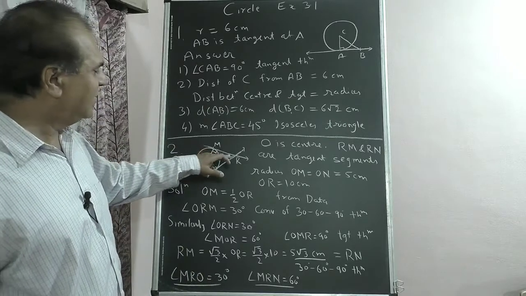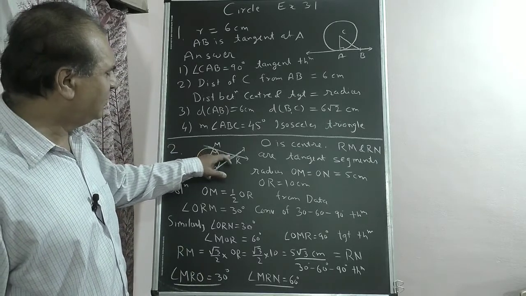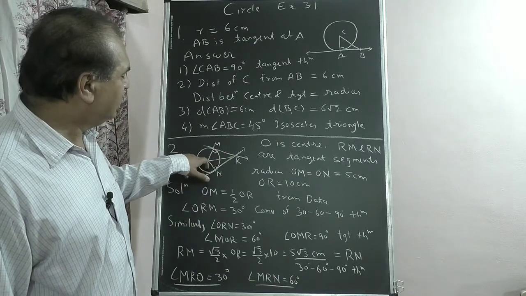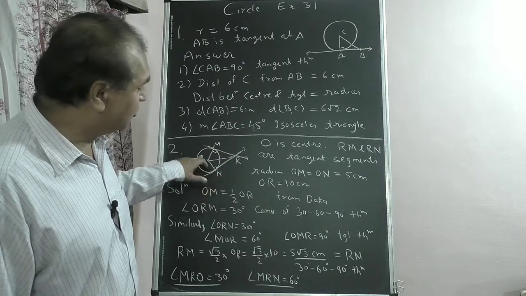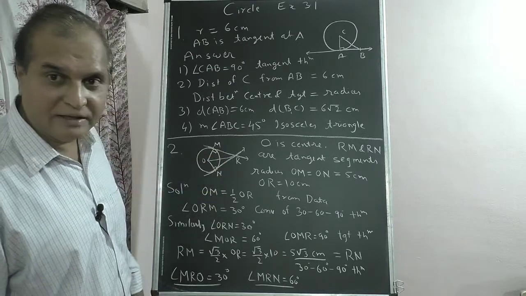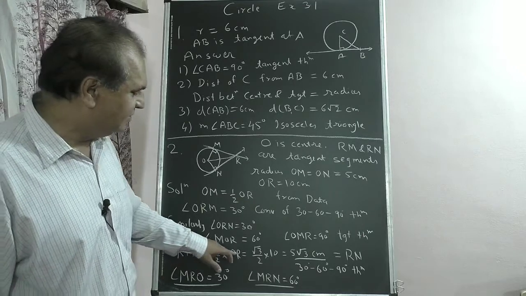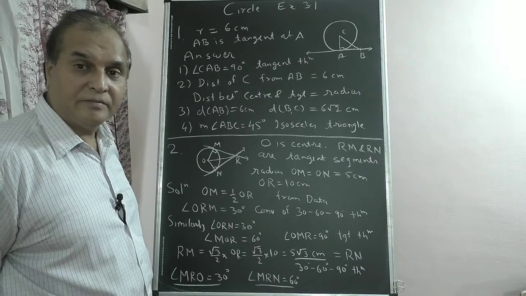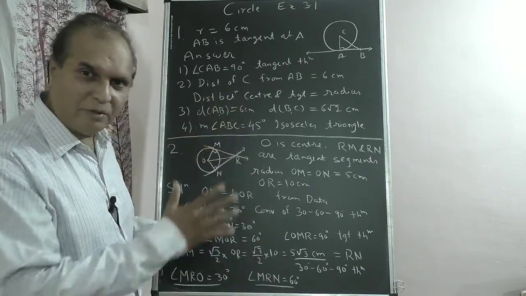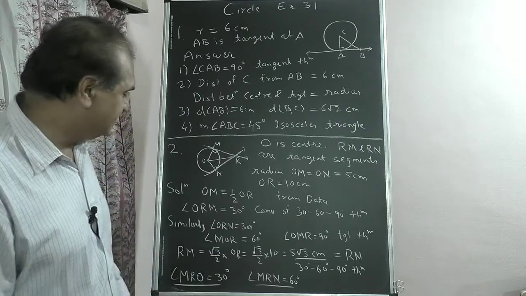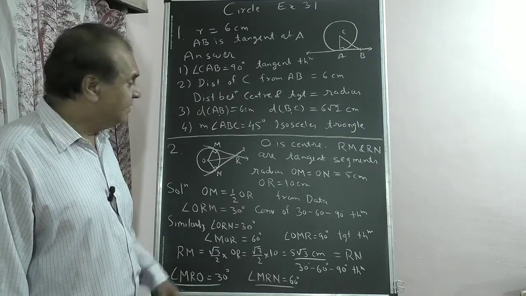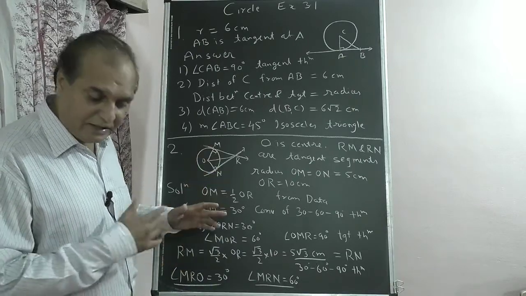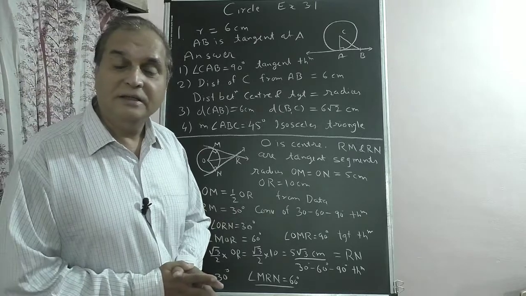If you use the 30, 60, 90 theorem directly, the answer is 5 root 3 centimeter, because the side opposite to 60 is root 3 by 2 times the hypotenuse. OR is the hypotenuse in both triangles. So root 3 by 2 into 10, that is 5 root 3 centimeter. Write proper, give proper presentation with answers and proper reasons. You even show the addition, 60 is 30 plus 30, this 30, this 30. Give as much explanation as possible. This is geometry.